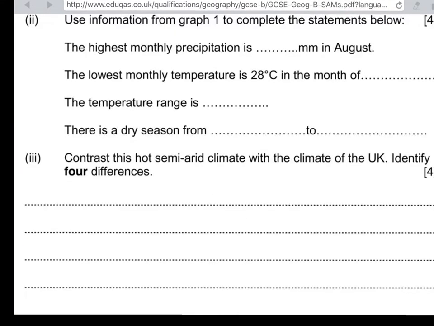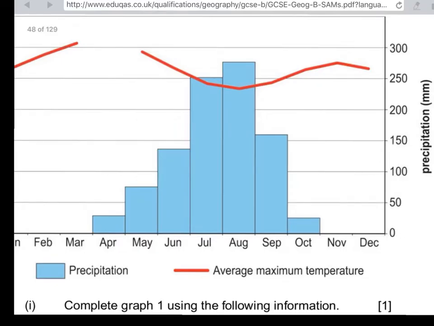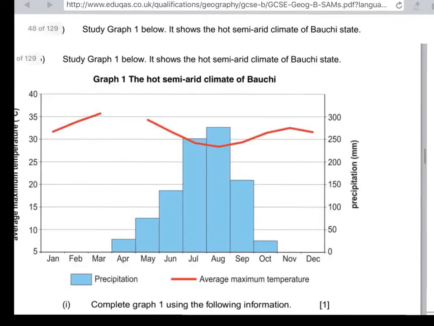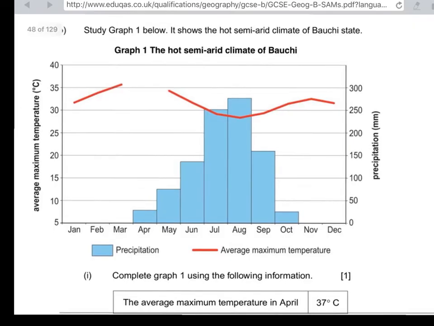Highest monthly precipitation here is more than that, it's 250. So the wettest part is actually wetter. I might talk about temperatures. Maximum temperatures in the UK often reach about 20 degrees. This is hot all year round.